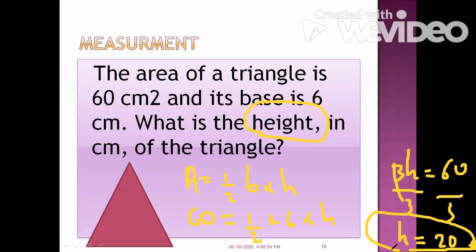And if you were to multiply a half times 6 times 20, you'll get back the 60. Because half of 6 is 3, and 3 times the perpendicular height is 60. So the height of the triangle here is 20 centimeters.